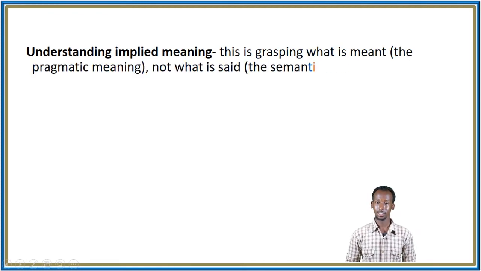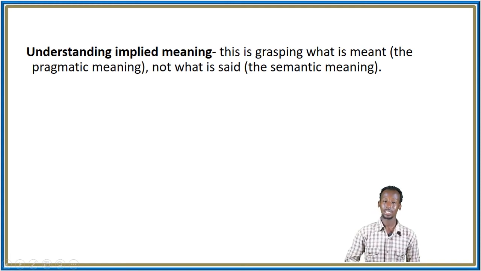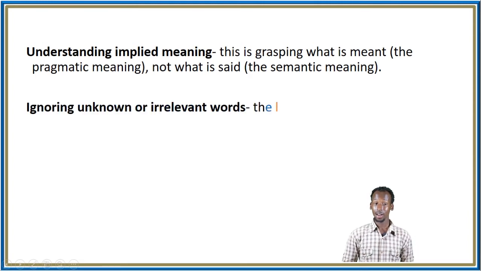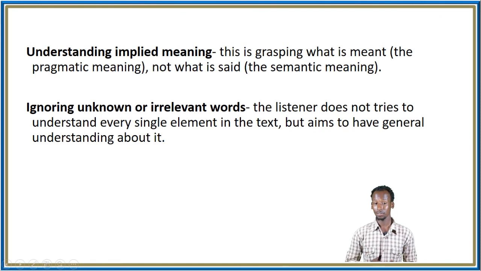So understanding implying meaning: this is grasping what it meant, the pragmatic meaning, not what it said, the semantic meaning. Ignoring unknown or irrelevant words: the listener does not try to understand every single element in the text but just has a general understanding about it.